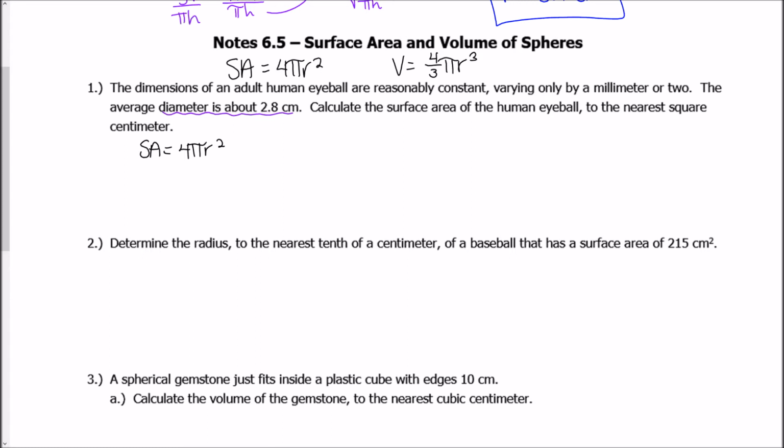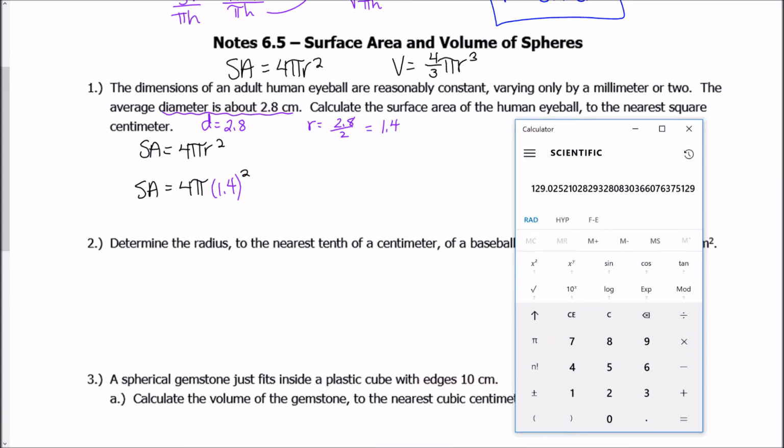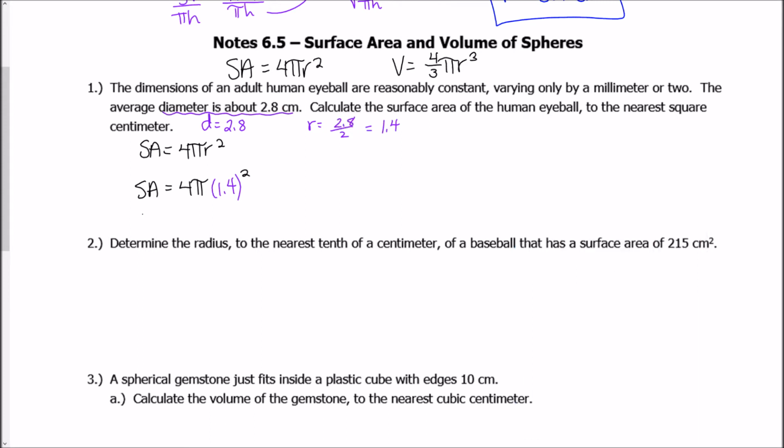But it only tells me the diameter, and since the diameter is 2.8, that means that the radius is 2.8 divided by 2, or 1.4. Okay, so that means that the surface area is 4 pi times 1.4 squared. So 1.4 squared is 1.96, and then I'm going to multiply that by 4. Remember, I'm going to leave the pi alone for right now, and I get 7.84. So that means that the surface area is 7.84 pi. And remember, again, this is our exact answer.